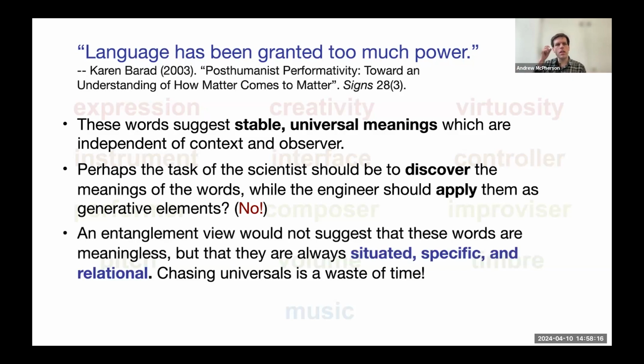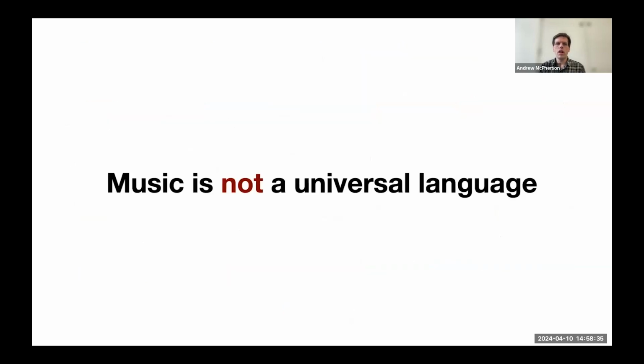I would say that the entanglement view instead would suggest not that words have no meaning, not that these concepts are useless, but that we should always think about them in situated, specific, and relational environments. All of these terms acquire their identity in relation to the context that they're in. So let's not go chasing universals. For example, music. Music is a universal language, it's sometimes said. I think that is clearly false. There is no one generic human universal notion of music.